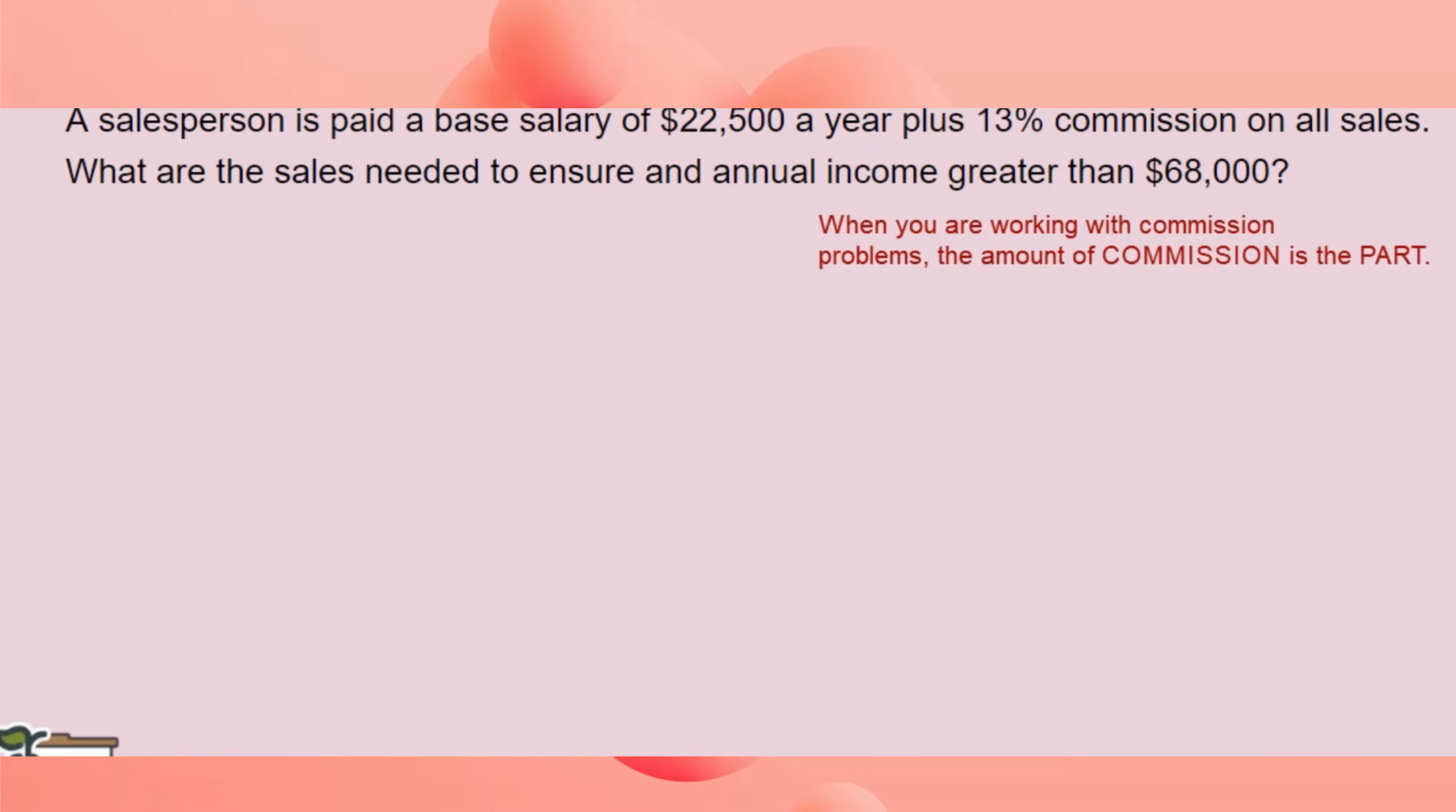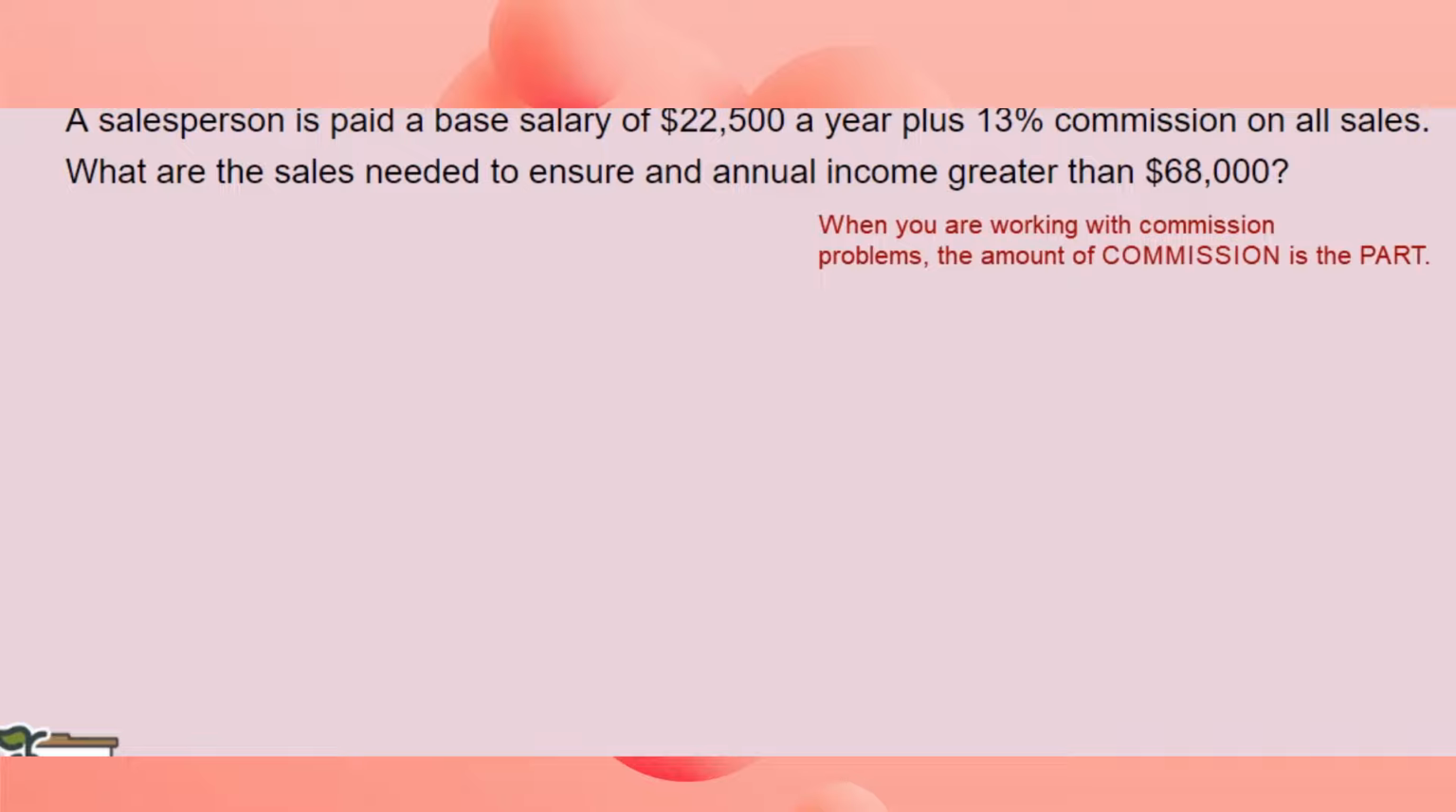A salesperson is paid a base salary of $22,500 a year plus 13% commission on all sales. What are the sales needed to ensure the annual income is greater than $68,000? The first thing we have to do is figure out how much commission the salesperson should earn. Notice here, the salesperson has a base salary of $22,500. And the base salary is pretty much if the salesperson does not sell anything at all, they will still make $22,500.